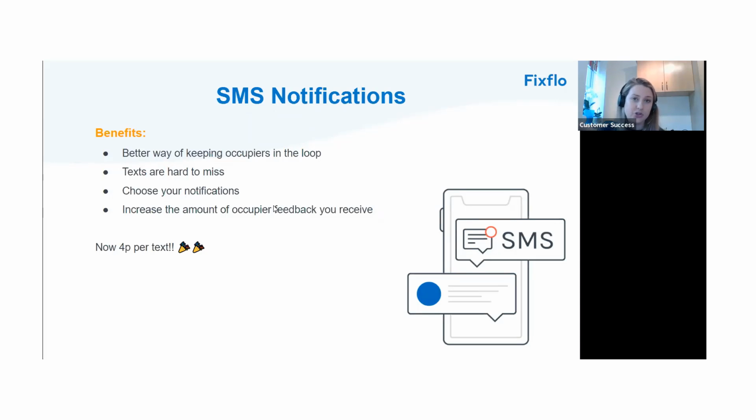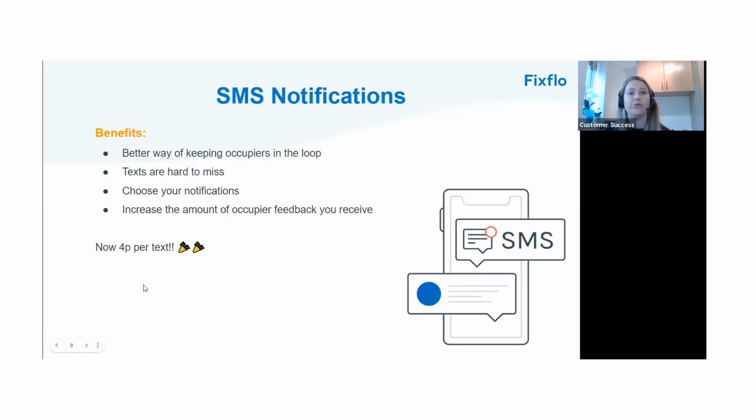So you can literally choose which notifications go out. You can turn them on and off very easily. And also it increases the amount of occupier feedback you receive. So we have heard from our client base that if you have SMS notifications turned on, the feedback has actually increased by 30 to 40%. So that just shows how helpful texts are being, and just shows their success.